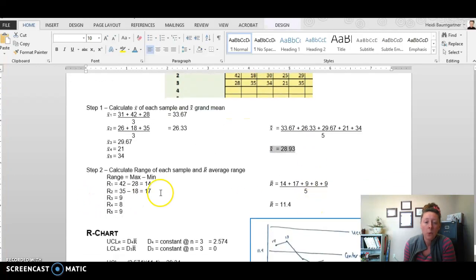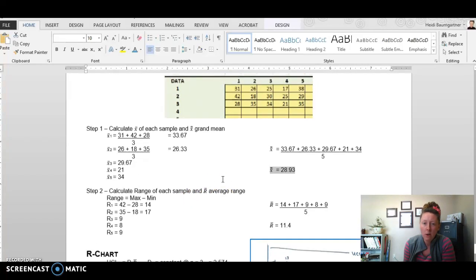Next, we need to calculate the range of each sample and the R bar average range. First off, you start with the range, which is your maximum minus your minimum value for each sample. So in the first one, you're looking at 42 minus 28 gives us 14. Our next one is 35 minus 18 gives us 17. 34 minus 25 gives us 9. And the last 2 are 8 and 9. Once we have our ranges, we add them all up and divide by 5 to get our average range of 11.42.